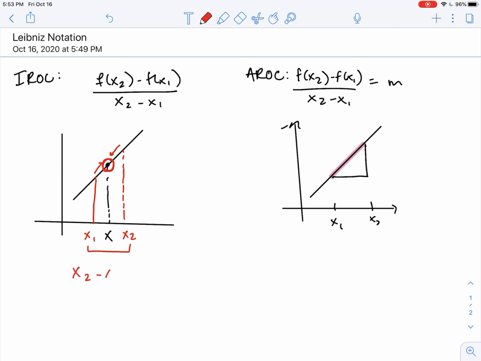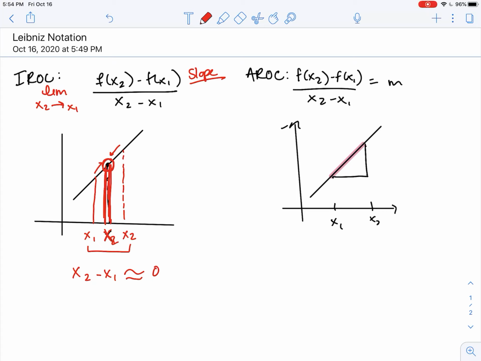So that x2 minus x1 is approaching 0, right? That's what we want to do. We want to get it so the difference between x2 and x1 is 0. So they're basically converging on that x spot. So x2, x1, and x are all the same thing. They're all at the same place. And that infinitesimally small difference is what we're using, quote unquote, for IROC. So that's where this notation of the limit as x2 approaches x1 comes from. We're looking for the slope as the two points are converging together.